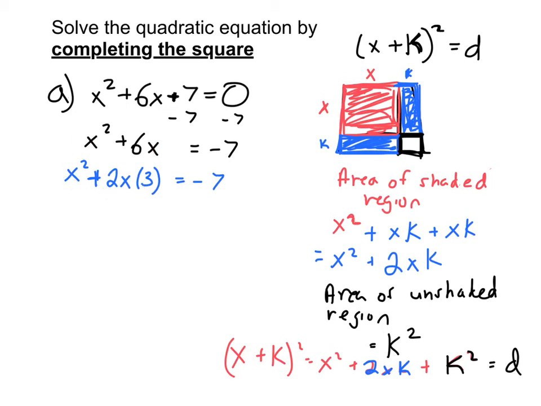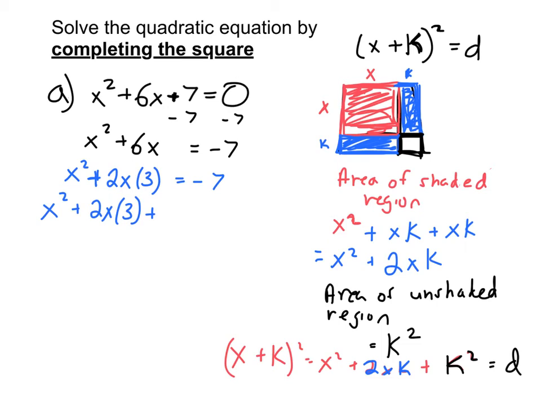2 times 3 is 6. Alright, but the reason I did it like this is because I wanted it to look like this over here. Okay, so now this is starting to look like this. Now, ultimately, remember my goal is to have x plus k squared on the left-hand side. So I need to add on this little piece down here, that empty piece. So far I have this red piece. I have x squared. I have the 2 little k pieces, but I do not have that little white piece down here. So I'm going to add to both sides of the equation. So I'm going to write this x squared plus 2x times 3, and I'm going to add on this last little piece, which should be k squared.